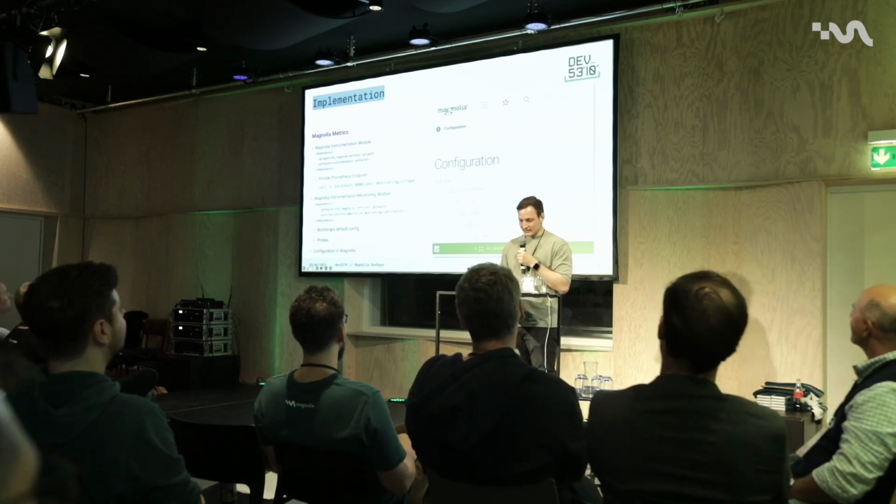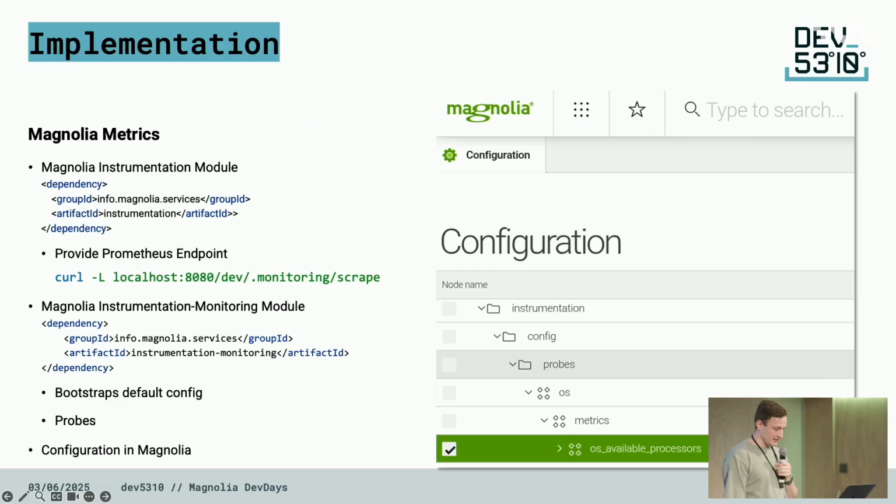It simply provides an endpoint under the path monitoring scrape, which can be scraped for metrics. For the first test, when it's installed, it can be called with this little curl command, completely simple, but you don't get any results from the endpoint.